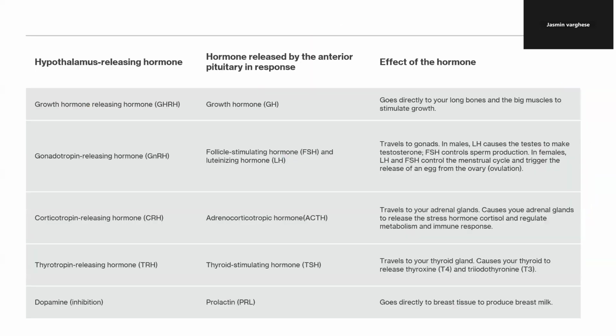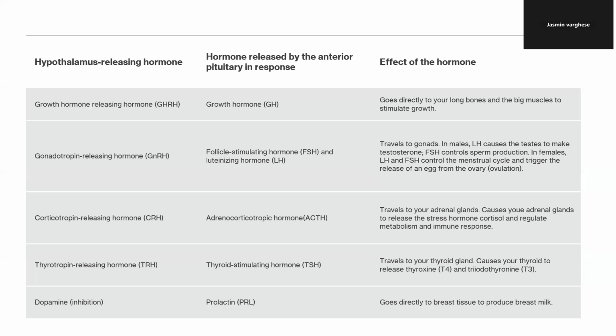Now we will see the expansion of the hypothalamus releasing hormones. GHRH means growth hormone releasing hormone. GnRH means gonadotropin releasing hormone. CRH means corticotropin releasing hormone. TRH means thyrotropin releasing hormone. Dopamine means dopamine. All right, so these are all the hypothalamus releasing hormones.